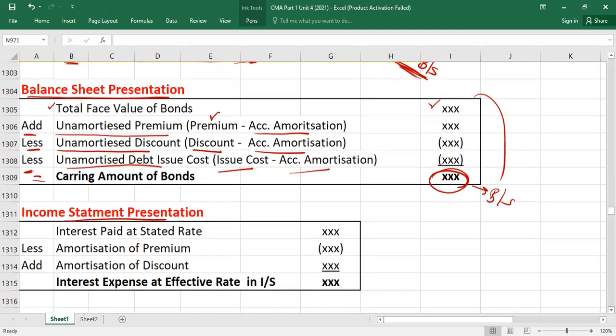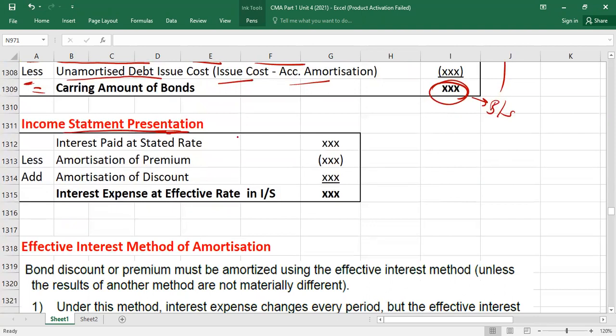Then we have a format for the income statement presentation. Just look at what's written here. Interest paid at the stated rate, that is your actual interest, right? That you will take first. Then less amortization of premium, the annual amortization. Every year you are amortizing premium, so that will be deducted. Why deducted? Because premium is your profit. You received more than par at the time of issuance. That is your profit. Once annually you will take this profit to the income statement. It will reduce your interest expense.